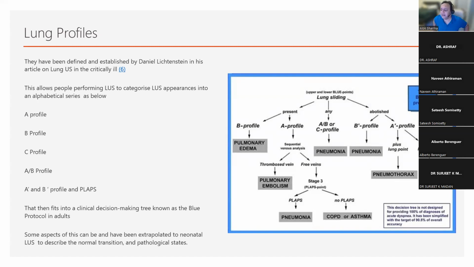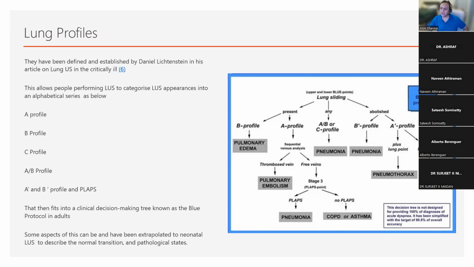Now, clearly, when Daniel Lichtenstein spoke about it, there were pathologies in adults to which he linked these profiles. And not all these pathologies necessarily translate into the presentations that babies have. But the terminology that he has developed can be used by us to explain what we think and how we describe the lung so that we're using the same language.